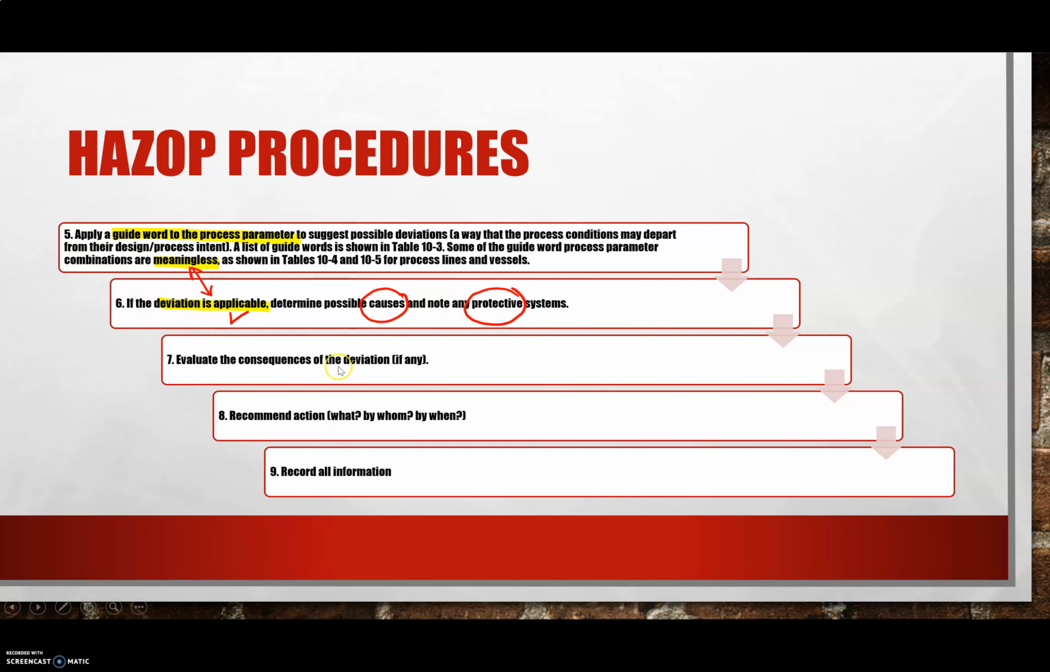Finally, you can evaluate the consequences and also the recommended actions. From this hazard, you have the causes and protective systems. We can also determine the consequences and the suggestion of protective system, the recommended action. And finally, record all information.